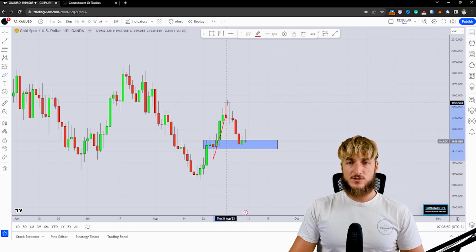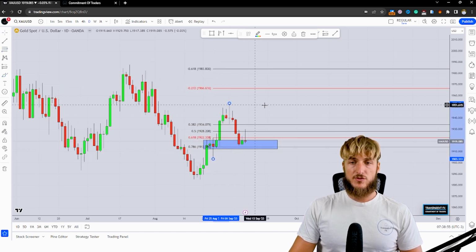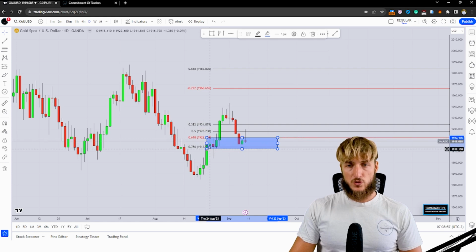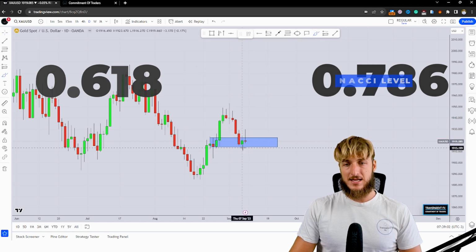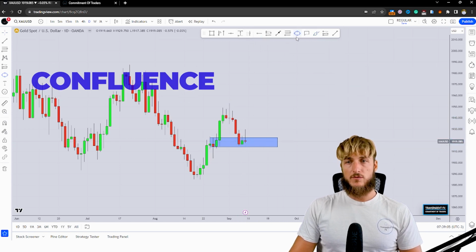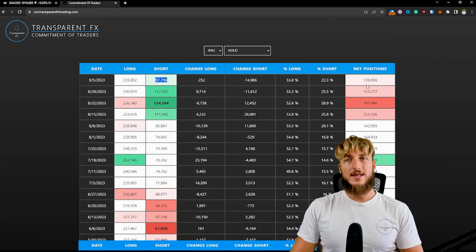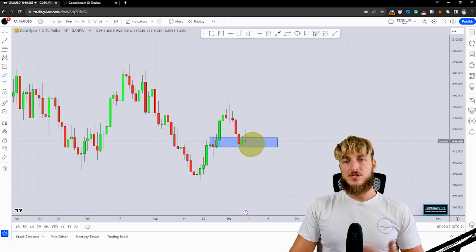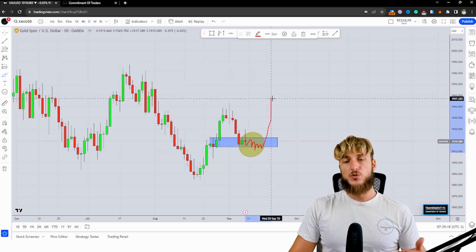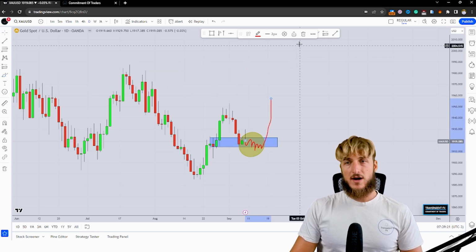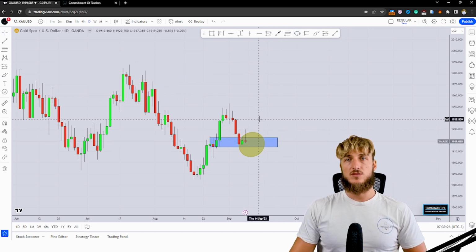And we can also notice that since we have an impulse and correction, if we want to measure the correction, we have to take our Fibonacci from the low to the high of the impulse leg, which shows us how we have both the 0.618 and 0.786 lining up inside of this area, which creates confluence of support. And since we are inside of a confluence of support and institutions have already been increasing their net positions, we could expect more potential institutional longing happening inside of this area, which at that point would further increase the probabilities of a potential rejection to the upside away from this zone. So that's how we could be approaching this potential move higher.